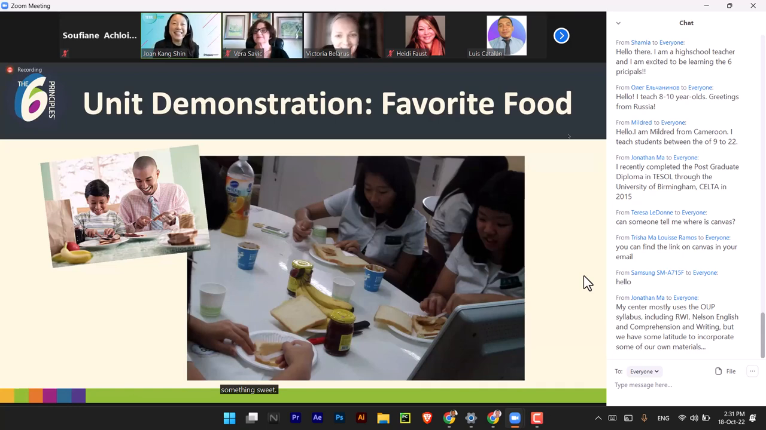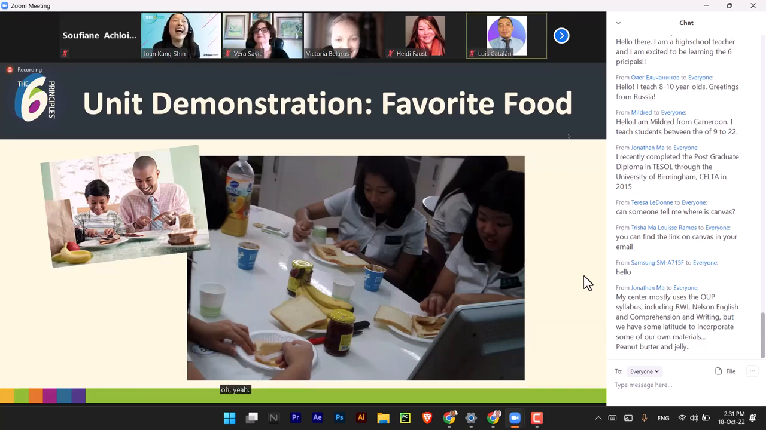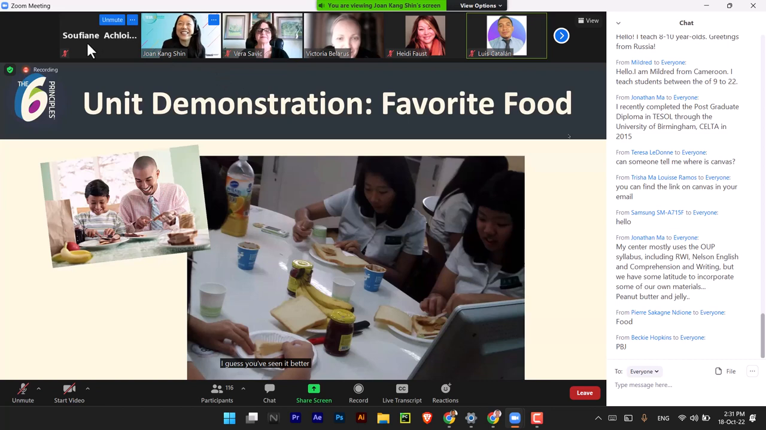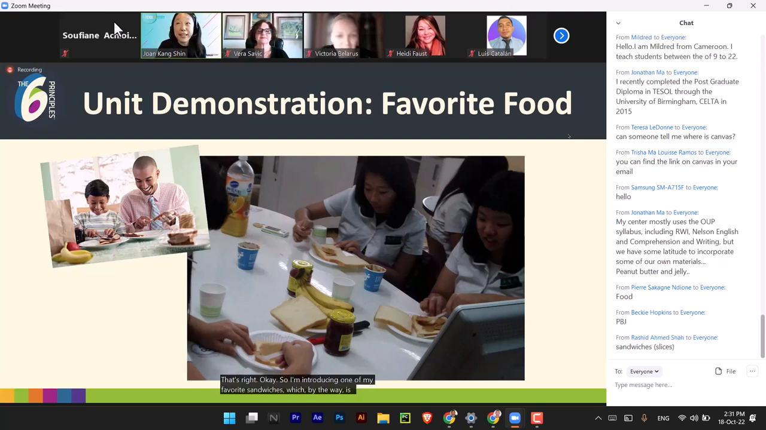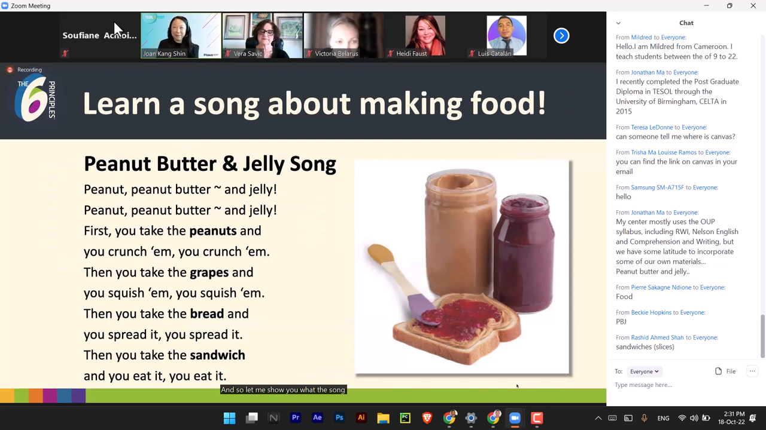They look like peanut butter and jelly. Aha, you see peanut butter and jelly. That's right. Okay, so I'm introducing one of my favorite sandwiches, which, by the way, is very American, a peanut butter and jelly sandwich. And so let me show you what the song looks like.